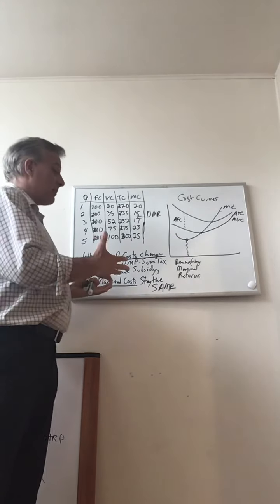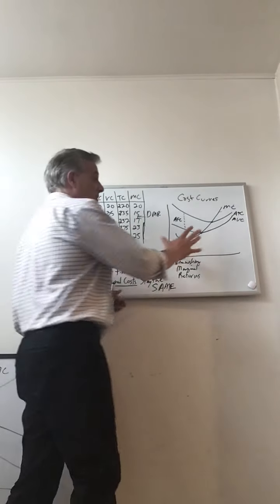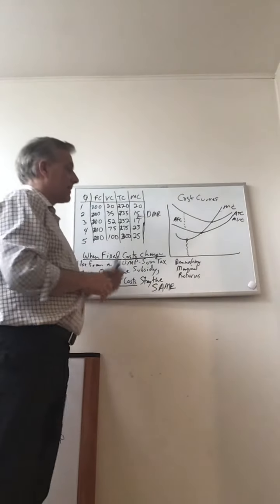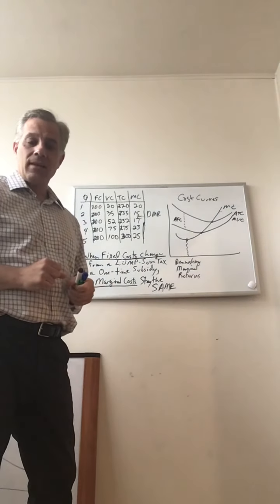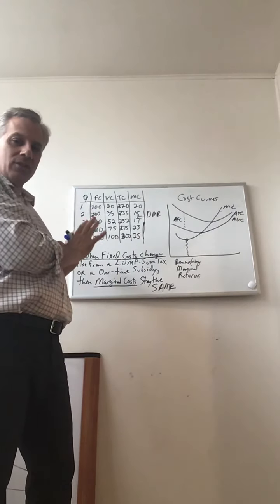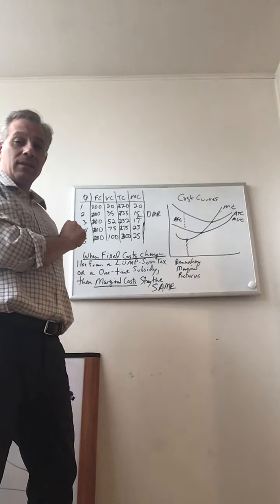And know that if variable costs change, what's going to happen? Well, all these curves are going to shift up. This average fixed cost is going to stay the same. This won't be a question in and of itself. It'll probably be part of another question.